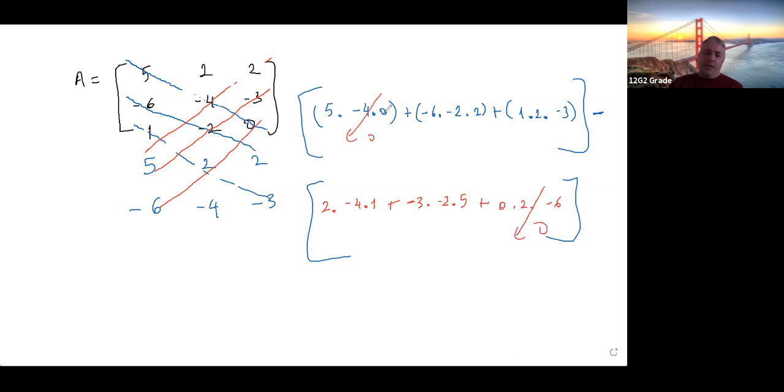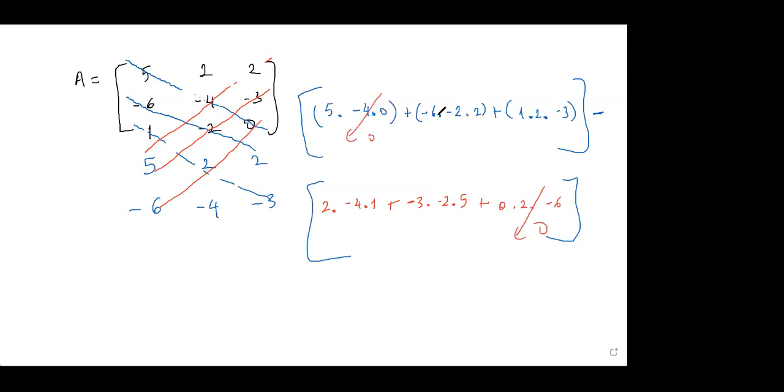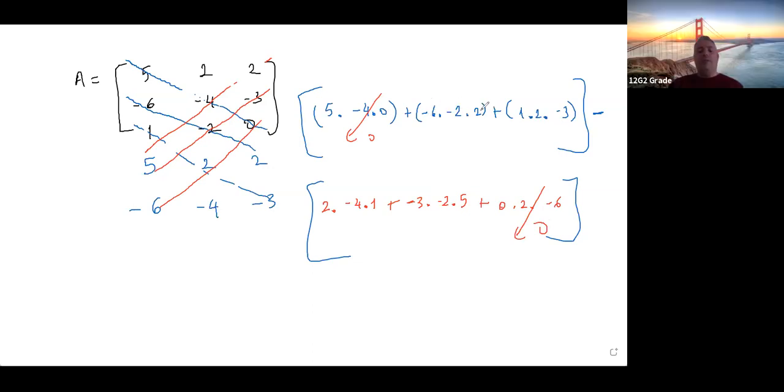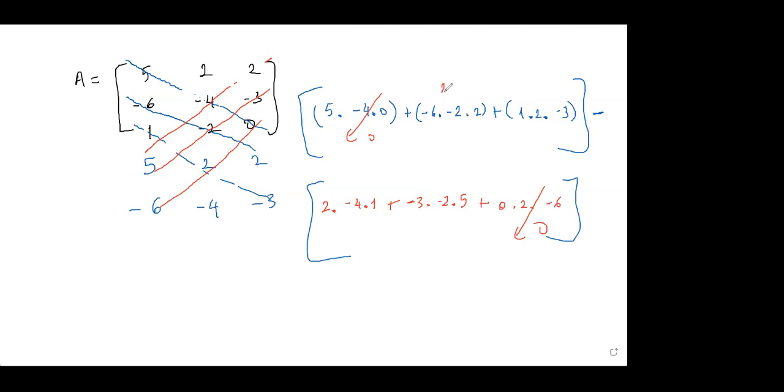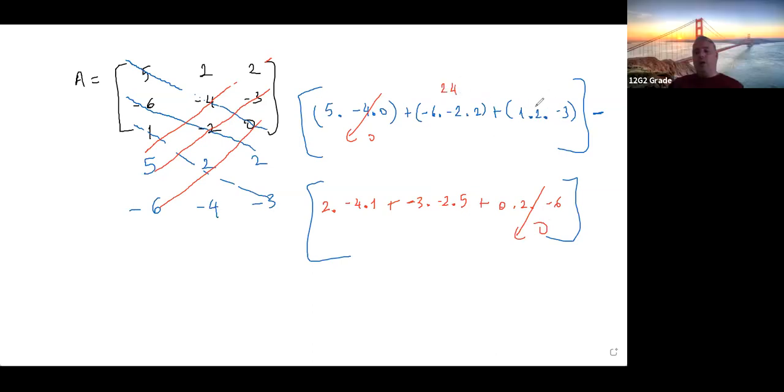This will be 0. Why? There is 0 multiplied. So negative 6, negative 2, positive 12. Positive 12 and 2, 24. Times 2, 24. And 1 and 2, 2, 2 negative and negative 6. 2, negative 6. 24 minus 6, it is 18.